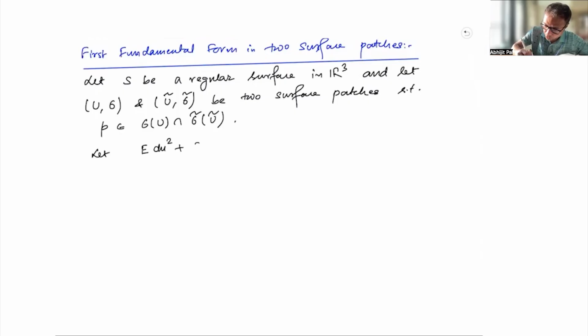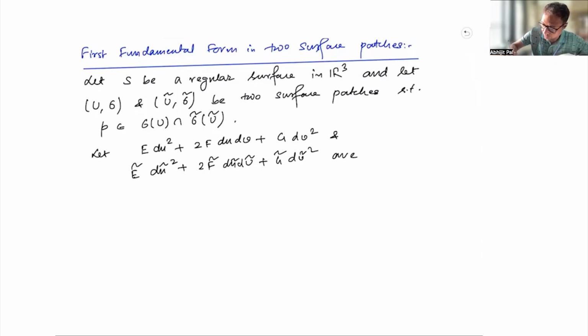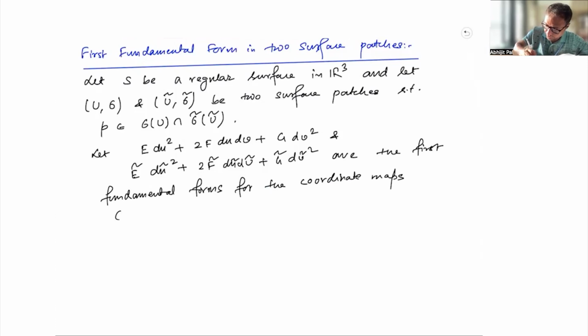E du square plus twice F du dv plus G dv square, and E tilde du tilde square plus twice F tilde du tilde dv tilde plus G tilde dv tilde square be the first fundamental forms for these coordinate maps sigma of u, v and sigma tilde of u tilde, v tilde.